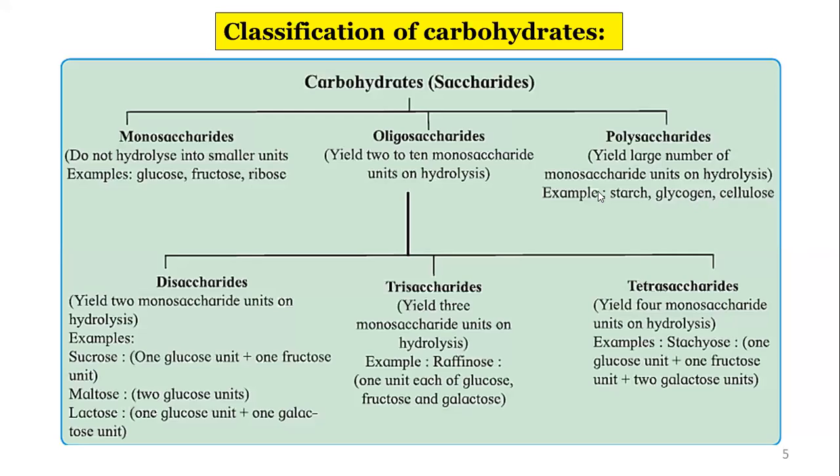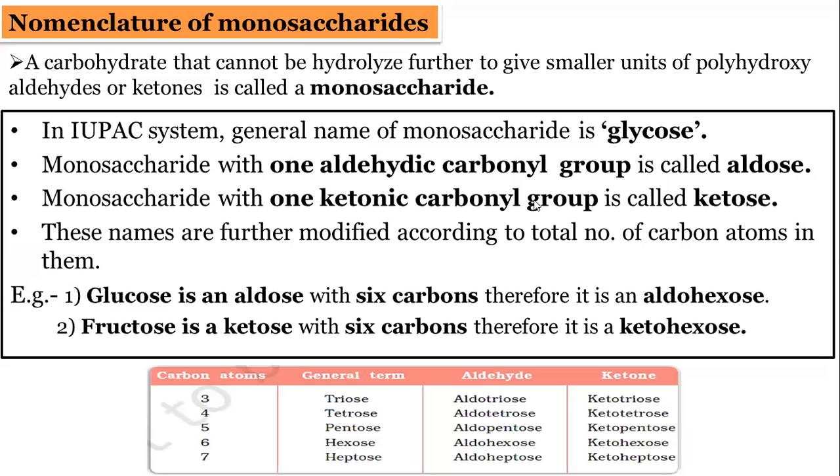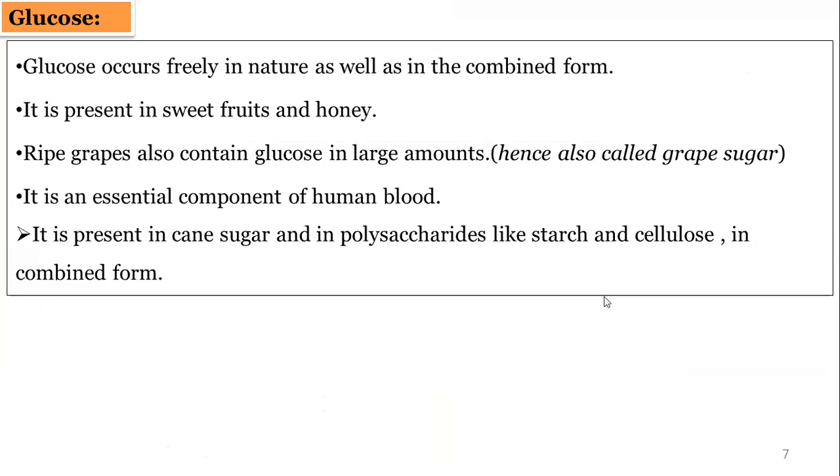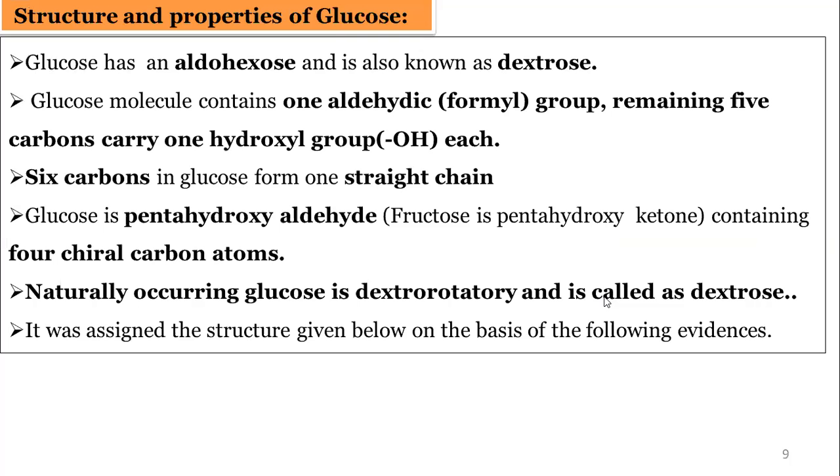These examples we discussed yesterday in detail. Disaccharides, when they hydrolyze, give 2 molecules of monosaccharides. Trisaccharides give 3 molecules of monosaccharides, and tetrasaccharides give, after hydrolysis, 4 units of monosaccharides. So monosaccharides are completed yesterday, and we also completed the preparation.